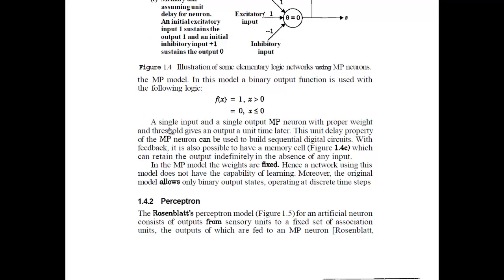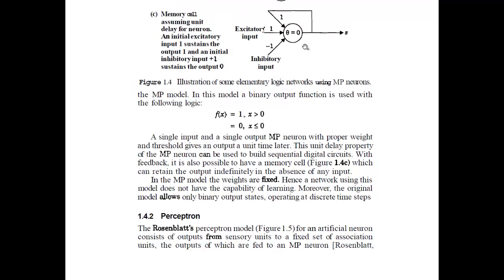Now in the MP model, a single input and a single output MP neuron with proper weight and threshold gives an output a unit time later, means 1. The unit delay property of the MP neuron can be used to build sequential design circuits with feedback. So you can also develop feedback circuits. It is also possible, which you can see in this example also.